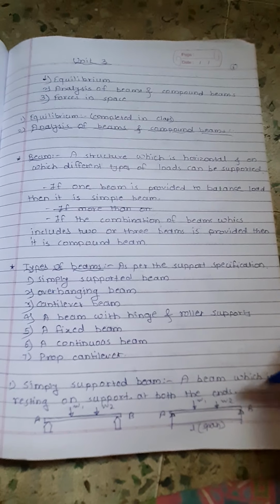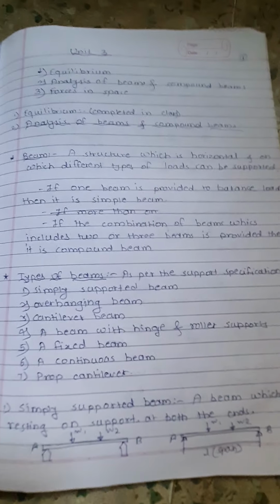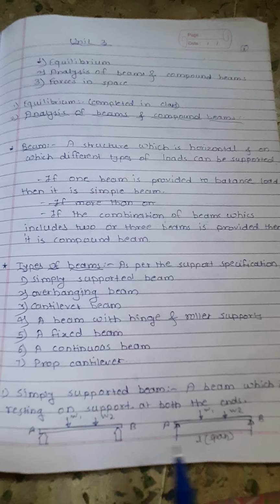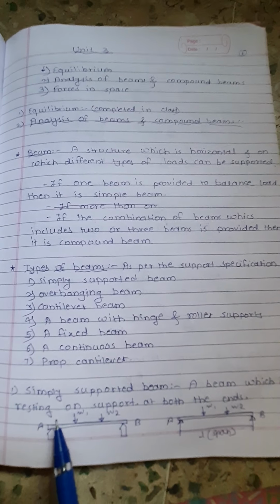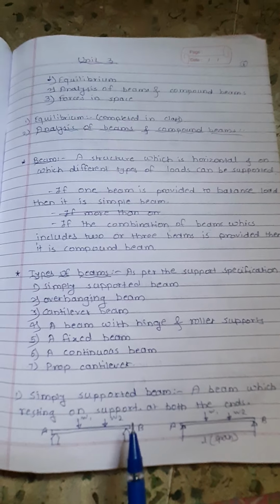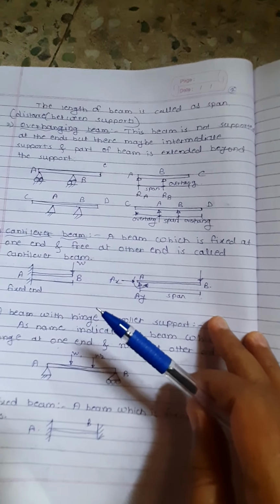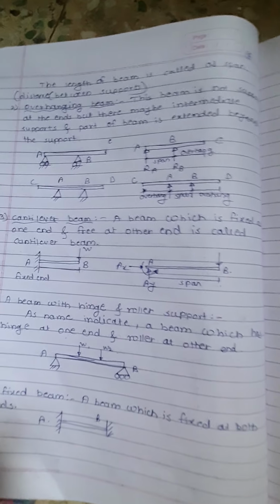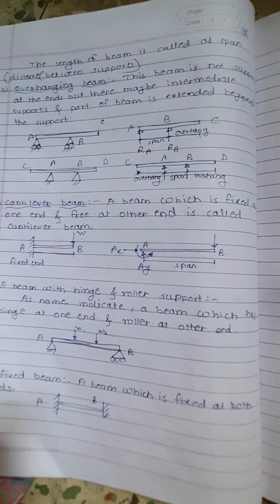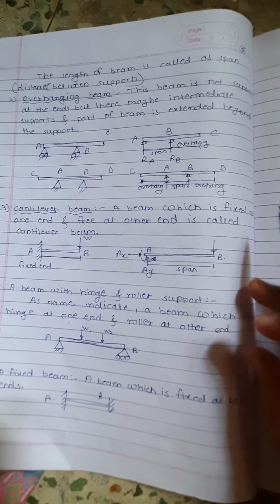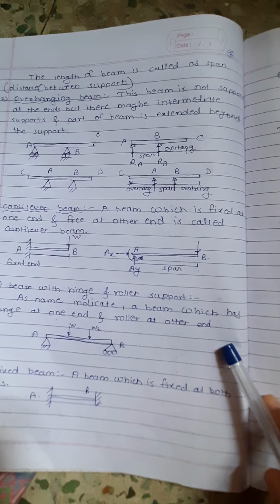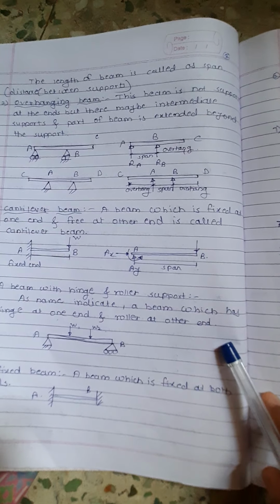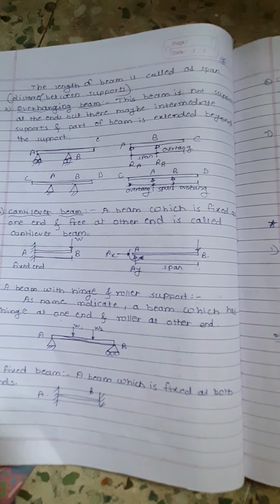The first one is the simply supported beam, a beam which is resting on the support at both the ends. That means on both the ends of the beam the support is provided. Then it is called the simply supported beam. The length of the beam is called the span of the beam. That is nothing but the distance between the two supports. The next type is the overhanging beam. This beam is not supported at the ends, but there may be intermediate supports and part of the beam is extended beyond that support, like this as given in the diagram.